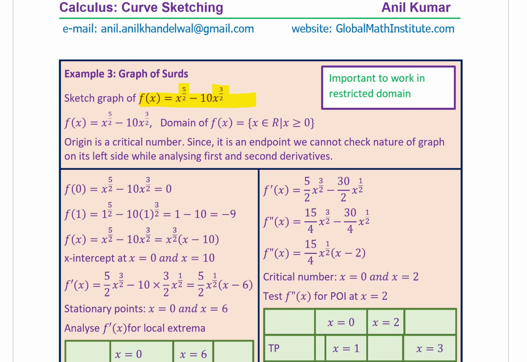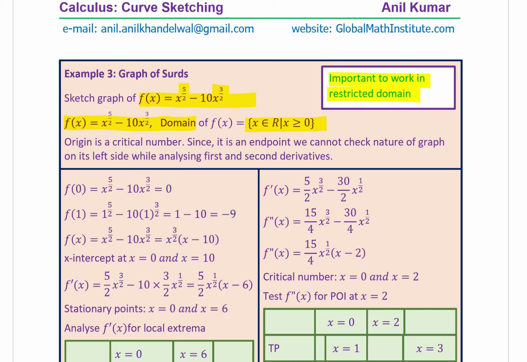Now, another important thing here is that since we have a radical function, we need to look into its domain. Since it has a restricted domain, x is not equal to all real numbers in this case. The function is x to the power of 5 over 2 minus 10 times x to the power of 3 over 2. Now in this case, with square root type of things, we cannot have x negative. So x has to be greater than or equal to 0. That's kind of important. Whenever you work with radical functions, the important thing is to work in restricted domains.